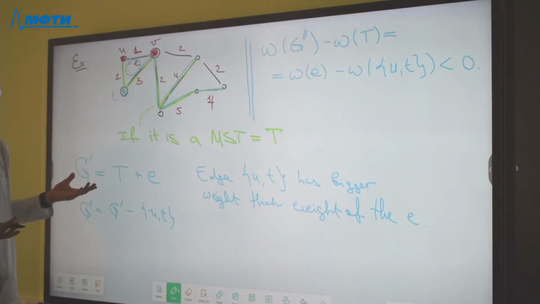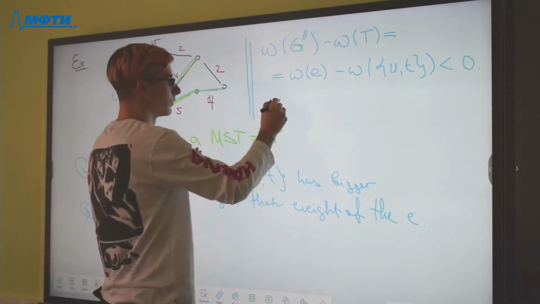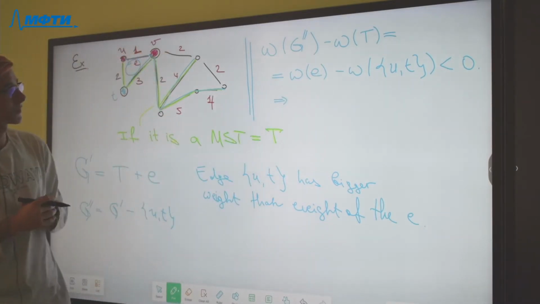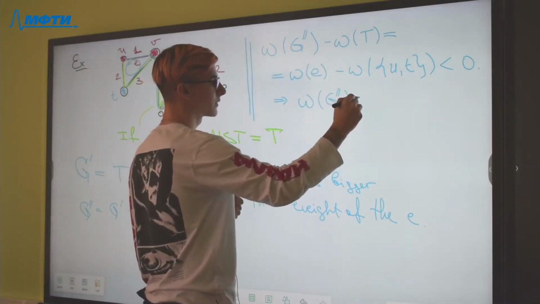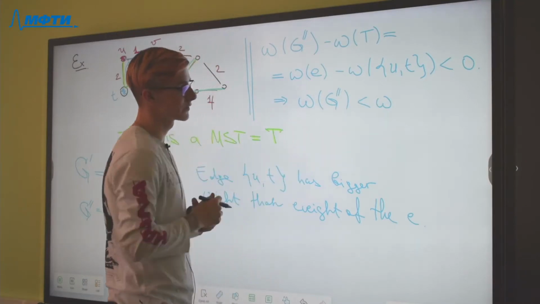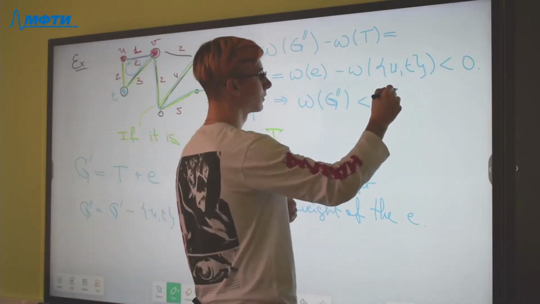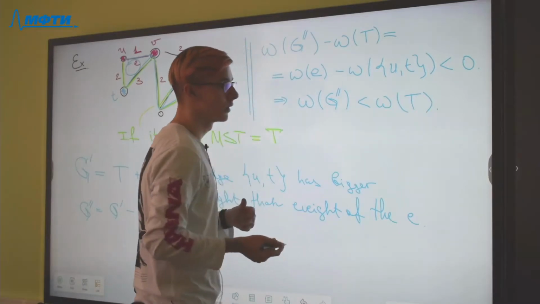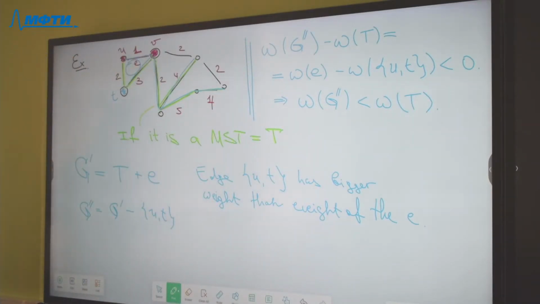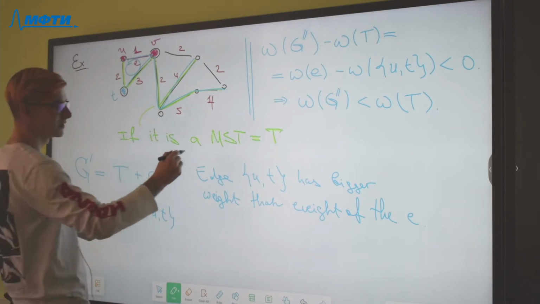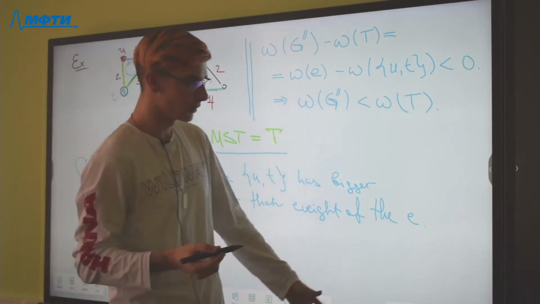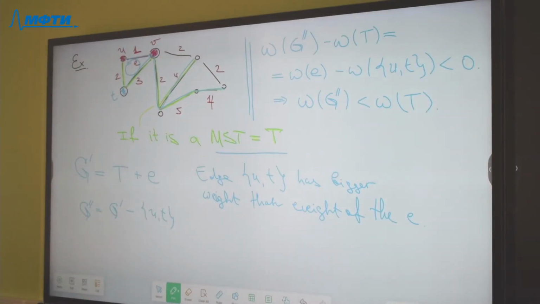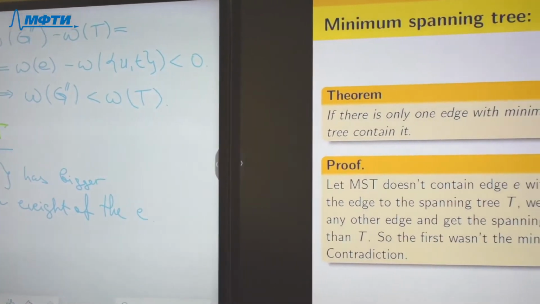As the consequence, we say that the weight of G with 2 primes is smaller than the weight of T. And so we have a contradiction, because firstly we said that T is a minimal spanning tree. Yeah, understandable.